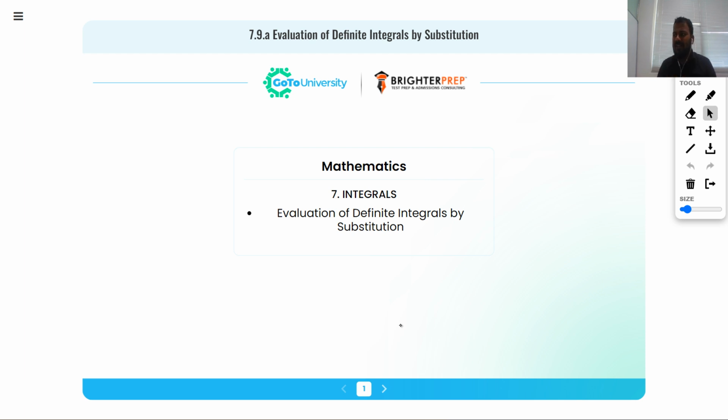Now, what is this definite integral? We have already seen in the previous part that the definite integral is that particular integration where we have got the limits from a to b, or it might be from 0 to 1, or it might be from 0 to pi by 2. Now let's try to understand this substitution part for definite integrals.